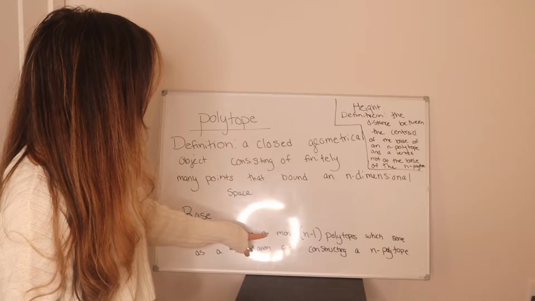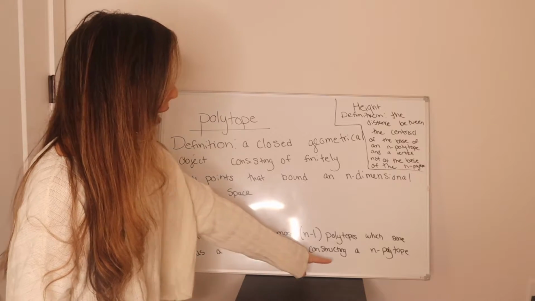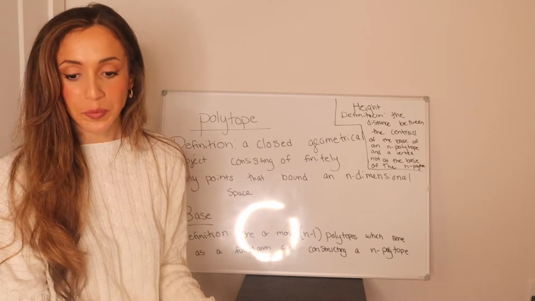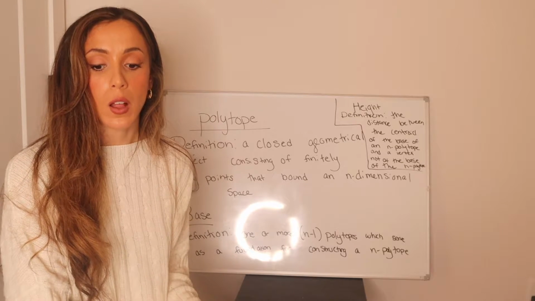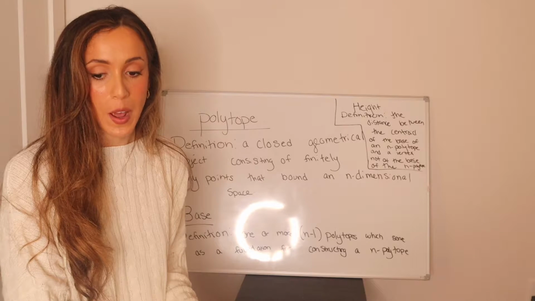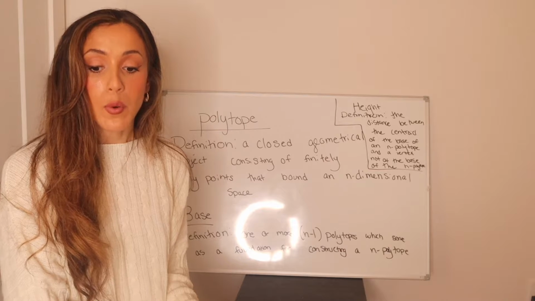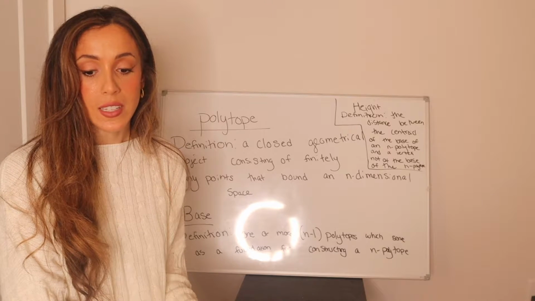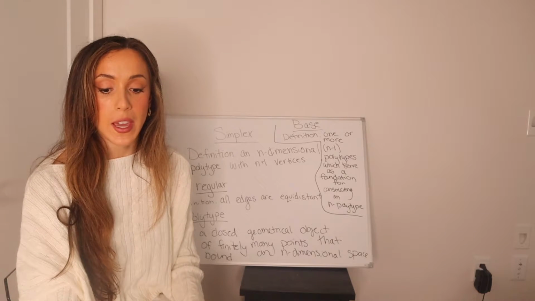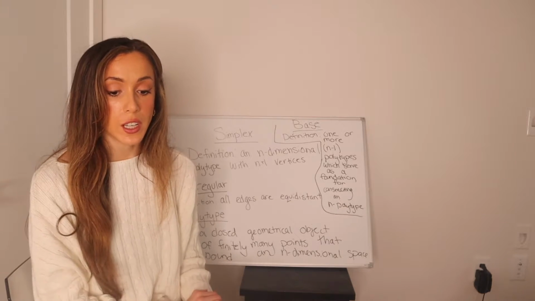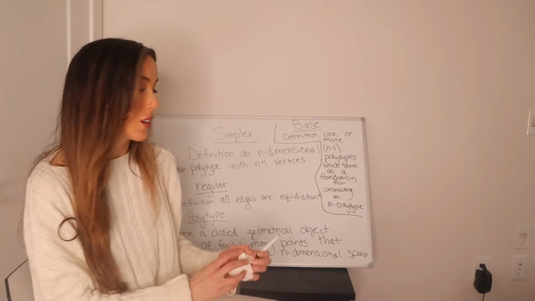Base definition: one or more n-1 polytopes which serve as a foundation for constructing an n polytope. Since n represents the dimension, I'm going to shorten n-dimensional polytope to just n polytope from now on. To give you a few examples of a base for our simplex, a point is the base for a line segment. A line segment is the base for an equilateral triangle. An equilateral triangle is the base for a tetrahedron. A tetrahedron is the base for a 4-simplex, and so on.